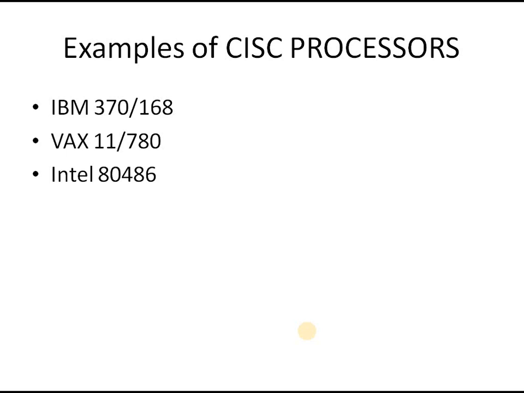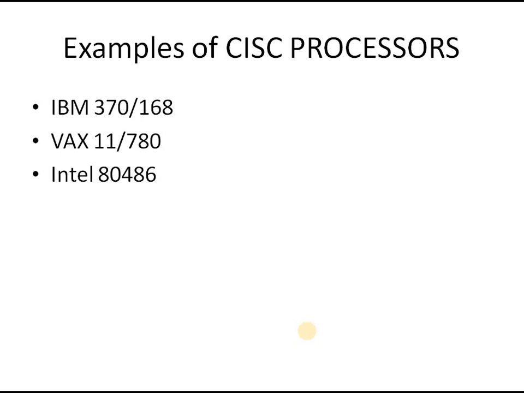Examples of CISC processors. One is IBM 370/168. Second is VAX 11/780. Third one is Intel 80486. IBM 370/168 was introduced in the year 1970. This CISC design is a 32-bit processor with four 64-bit floating point registers.